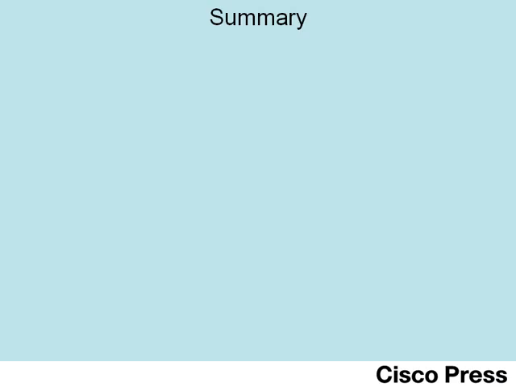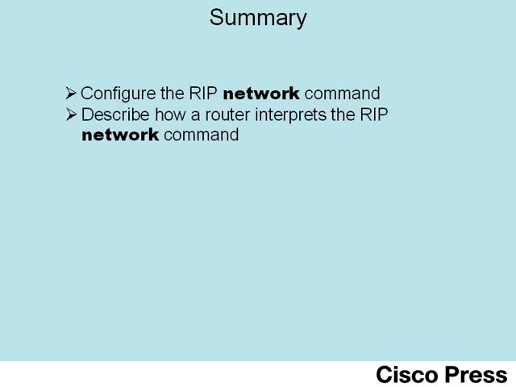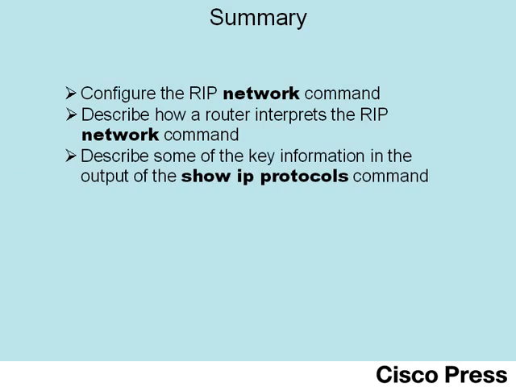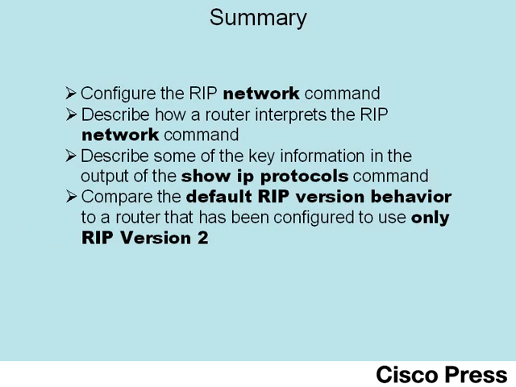This concludes ICND1 Lab 9. In this lab, you learned how to configure the RIP network command, as well as how to understand and interpret what the RIP network command really does. You've also seen how to interpret some of the key information that's found in the show IP protocols command output, and you've learned how to compare the default RIP version behavior, which tells a router to only send version 1 updates, but be willing to receive either version of update, as compared with a router that's been configured to just use version 2.